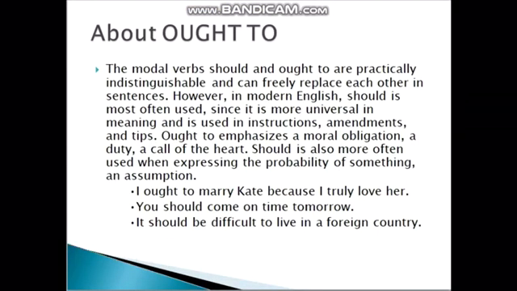About ought to. The modal verbs should and ought to are practically indistinguishable and can freely replace each other in a sentence. However, in modern English, should is most often used since it's more universal in its meaning. Ought to emphasizes a moral obligation, a duty, a call of the heart. For example, I ought to marry Kate because I truly love her.